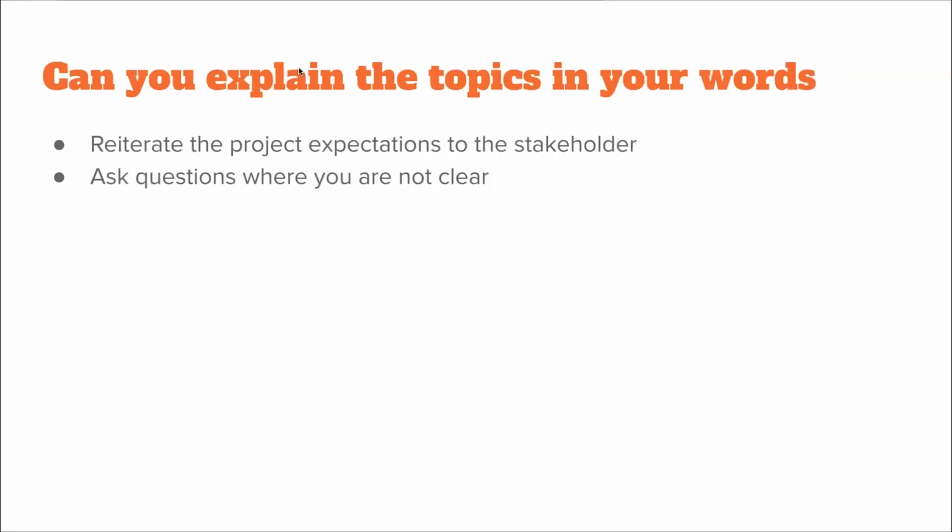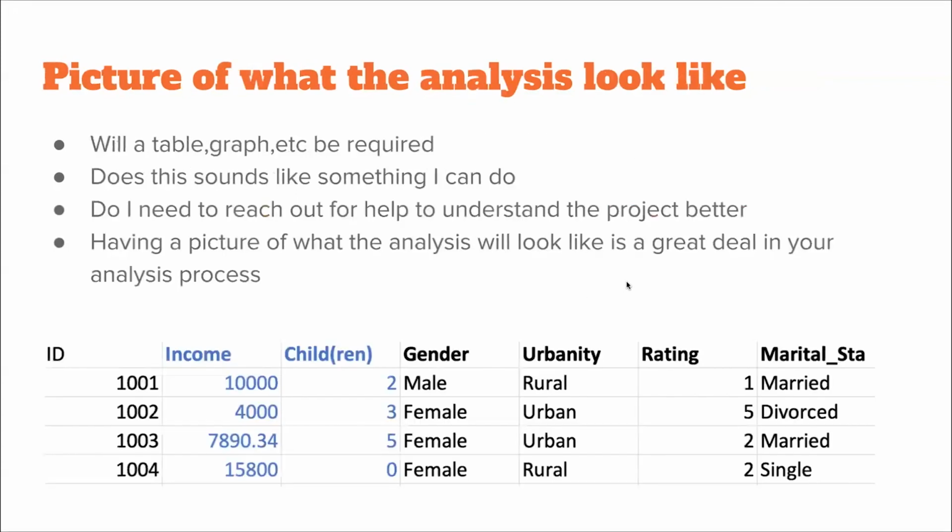The last thing is, can you explain the topics in your own words? After you're done discussing with the stakeholder, tell them, this is what I think you want me to do. Tell them what the project expectations are. Ask questions when you are not clear. After everything is done, give a summary and say, okay, this is what you expect of me, and this is what I'm supposed to do. Is that the same with you? Then you are on the same page.